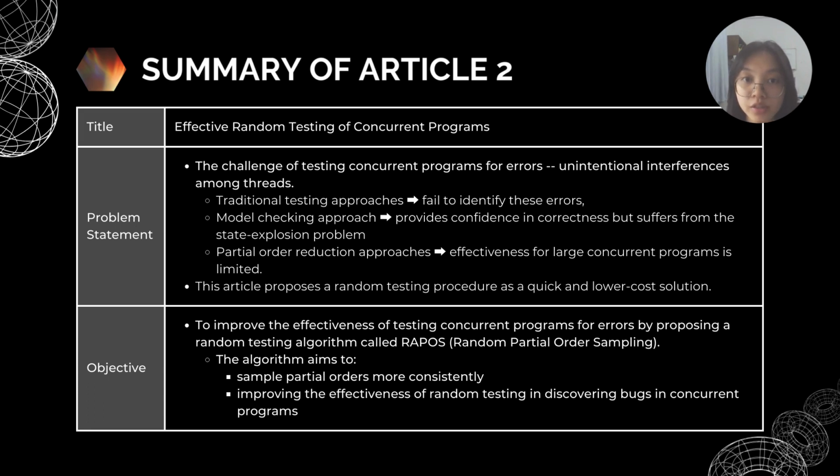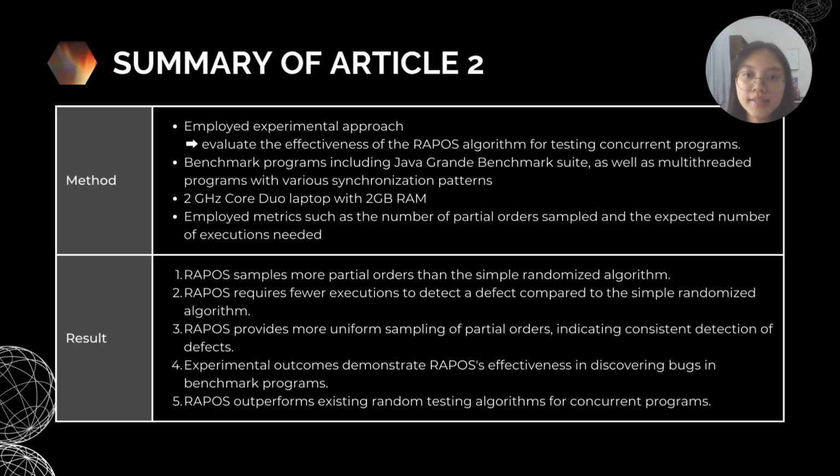Next, for the objective section, this article aims to improve the effectiveness of testing concurrent programs for errors by proposing a simple and affordable random testing algorithm called RAPOS, which is also known as random partial order sampling. The algorithm aims to sample partial orders more consistently, improving the effectiveness of random testing in discovering bugs in concurrent programs.